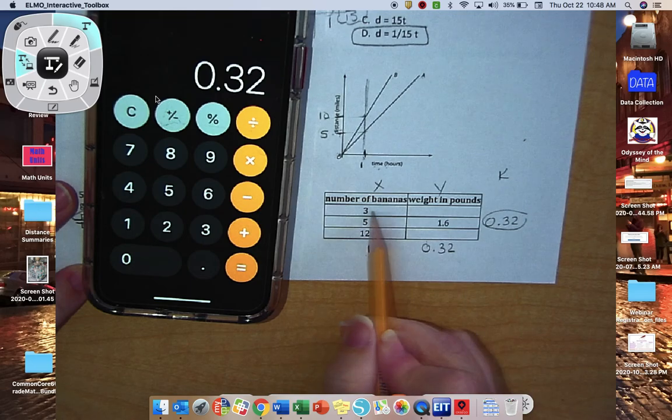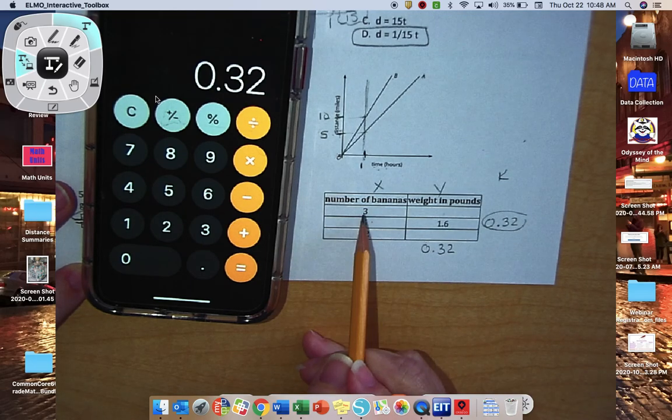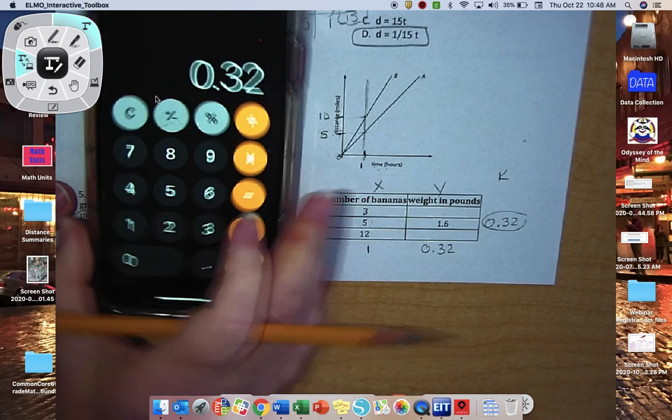So in order to figure out my missing numbers here, I'm going to take my 3 and multiply by the 0.32.